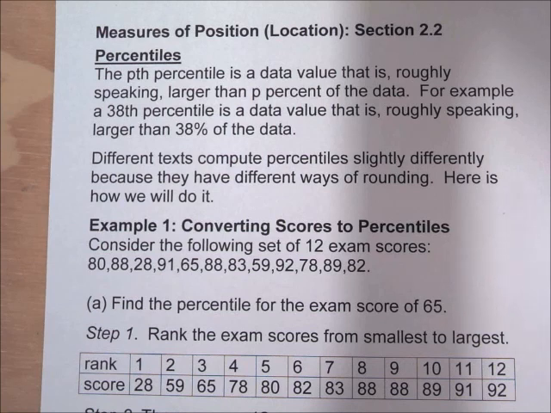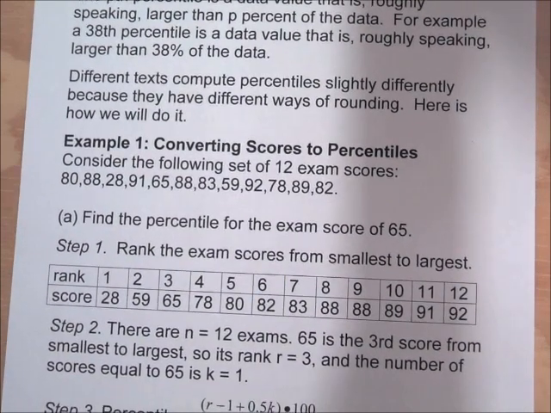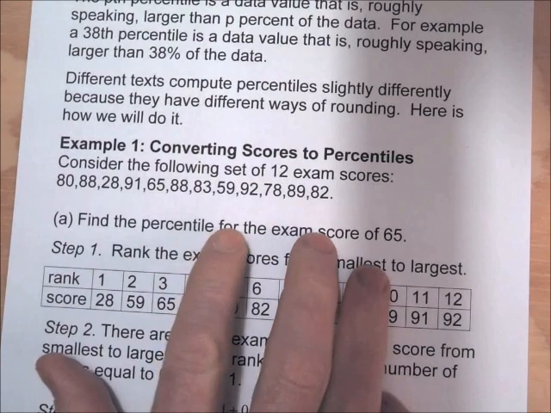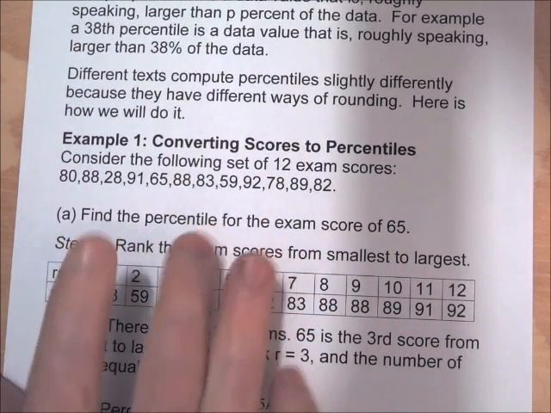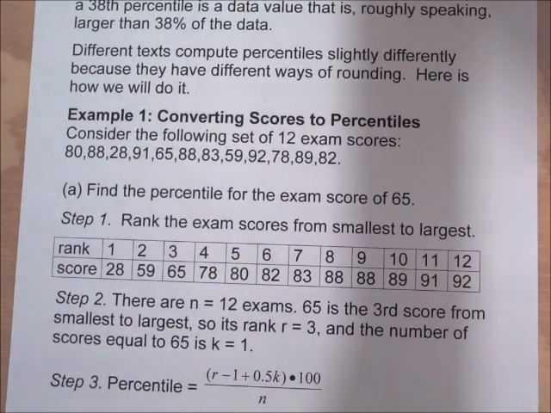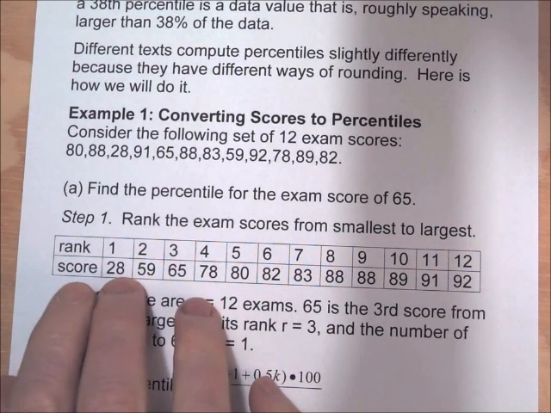Different texts compute percentiles slightly differently. They have different ways of rounding, maybe slightly different formulas. This is the way our text does it. I'll do it the way our text does it here. We have a set of 12 exam scores. The first step is to arrange these scores in order from smallest to largest. That's true for any textbook.